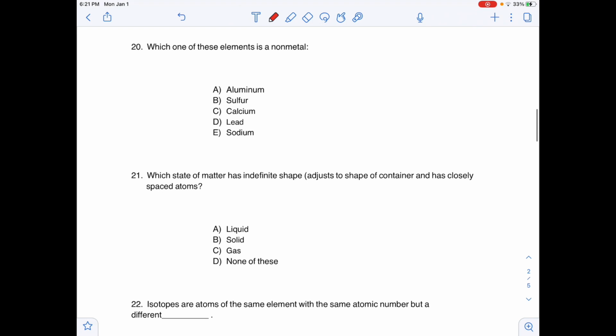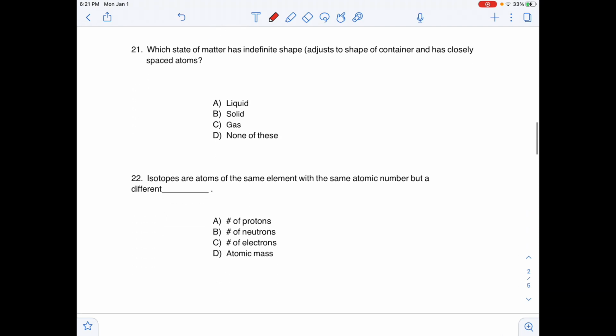For 20, it says, which one of these elements is a nonmetal? So this is something you have to know based on the periodic table and where the nonmetals are located and where the metals are located. When you look at that, you're going to end up seeing that sulfur is the only nonmetal listed here. All the rest are metals.